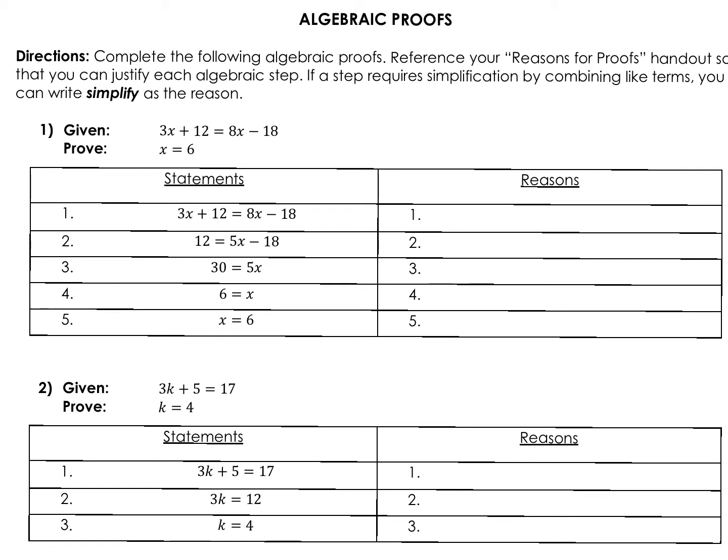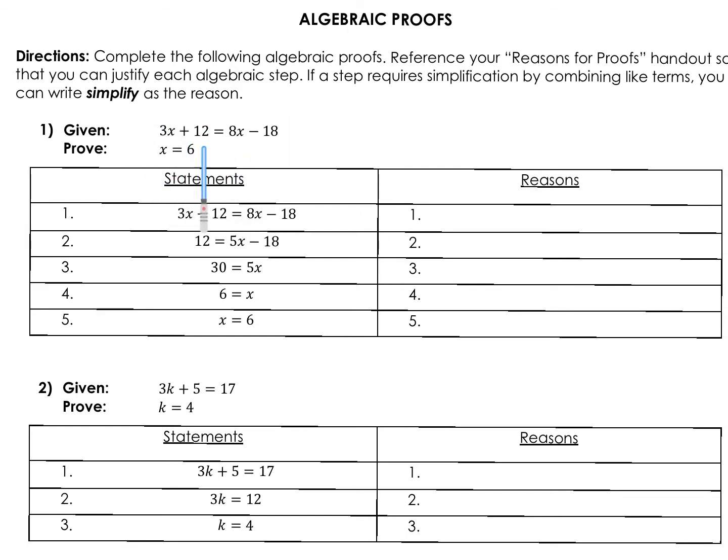So let's start off with 100% of the time, and I talked about when I went over that reasons for proof sheet, that 100% of the time your very first reason for every single proof you ever do is always given. So don't ever miss this first reason. It's free points. Don't give it away. So 100% of the time you have to start off with a given.